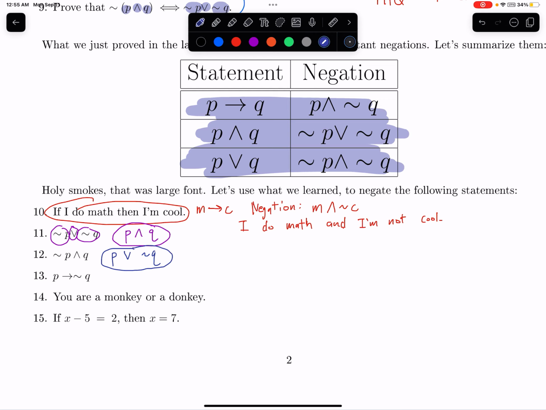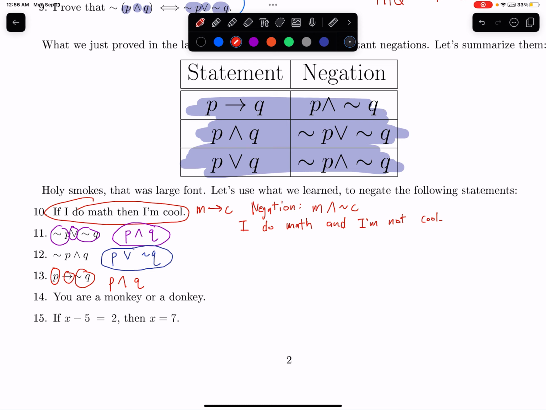I've got an if-then statement. We learned right here at the top, if-then statement to negate it. What is the pattern? Keep the left the same. Switch the if-then to an and, then I'm going to negate the right. Negation of the right is going to be a regular old Q because I started off with a not Q. So P and Q is the negation there.